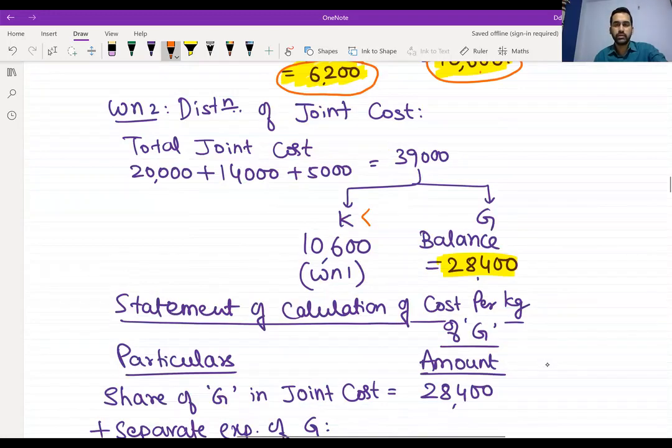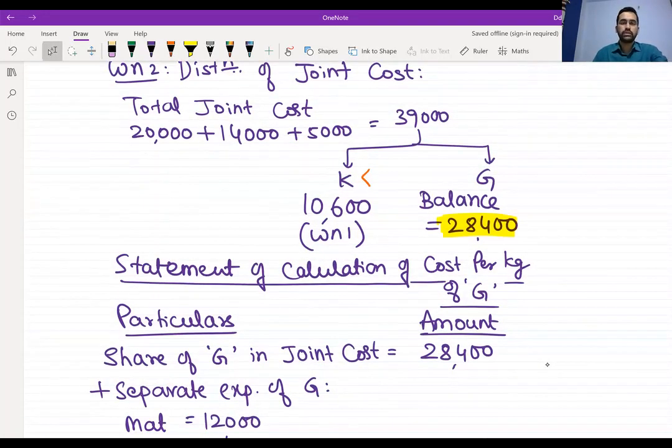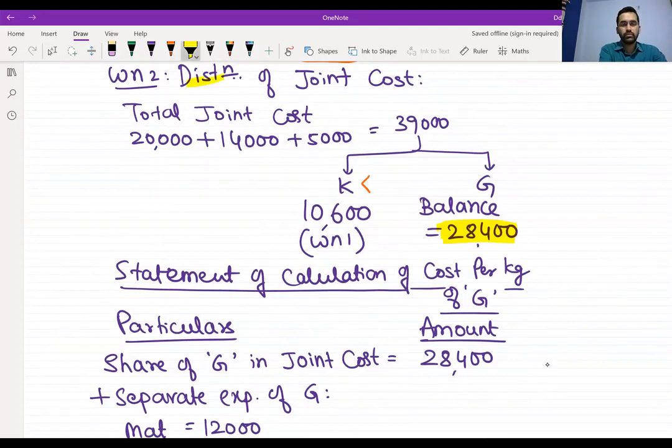Start writing working note 2, distribution of joint cost. You can even use the word apportionment of joint cost. Right. First, total joint cost: 20,000 plus 14,000 plus 5,000. 20 plus 14 plus 5, 39,000.